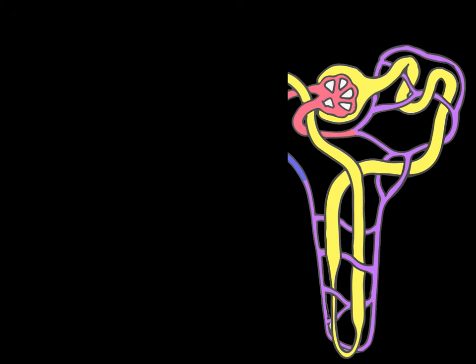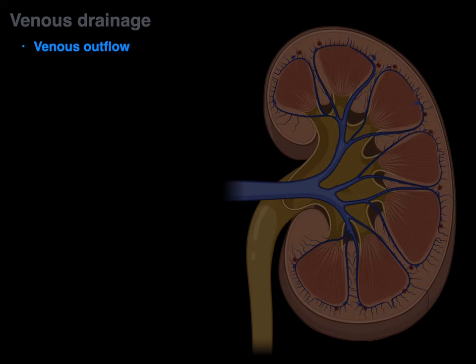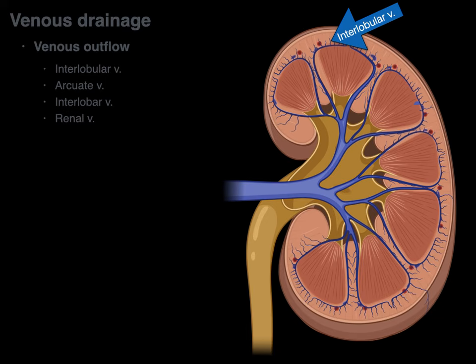Okay, so the peritubular capillary, now blood exits from this peritubular capillary and it goes inside a venule, and the venules then go along the venous drainage. So let's talk about venous drainage next. So venous outflow is through interlobular to arcuate to interlobar to renal veins. So there's an interlobular vein which goes into an arcuate vein which drains into these interlobar veins, and all interlobar veins drain into the renal vein which goes into the inferior vena cava.